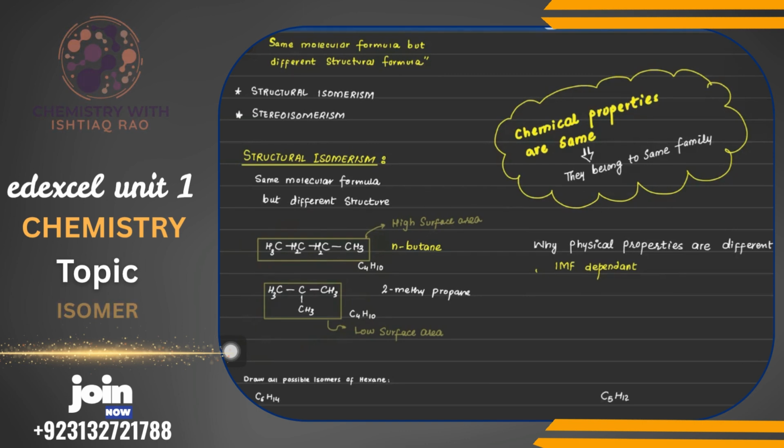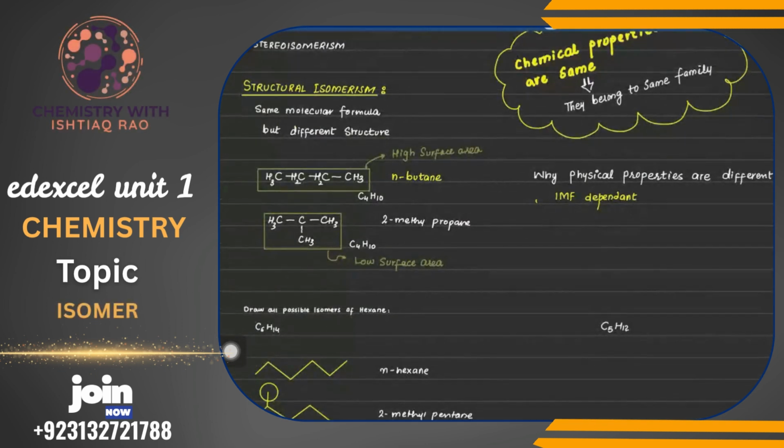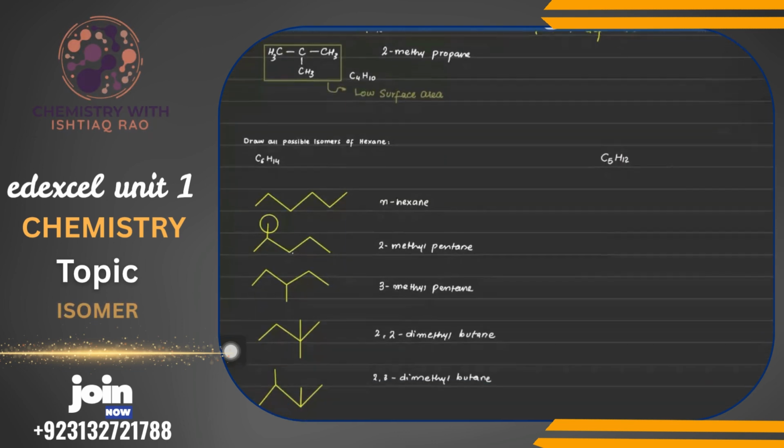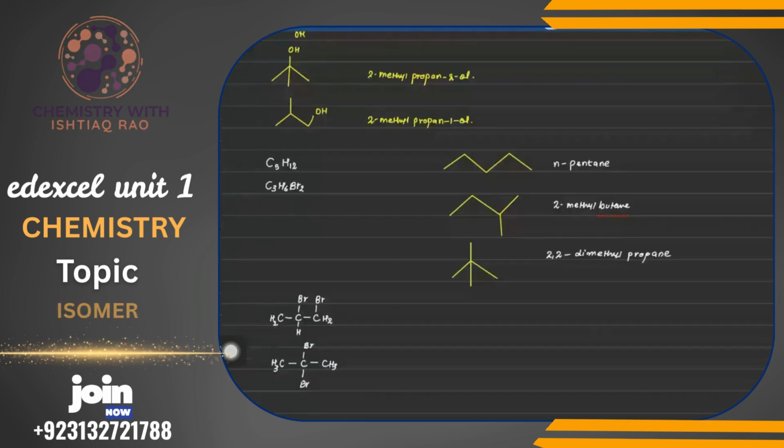So I can say the chemical behavior is the same, but the physical behavior is totally different. This is called structural isomerism. In structural isomerism, there are three types: chain isomer, positional isomer, and functional group isomer.